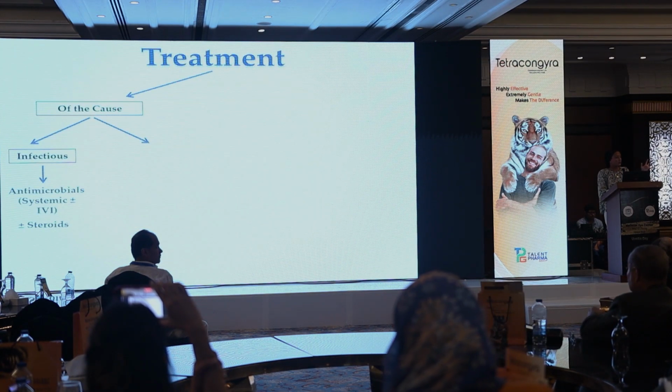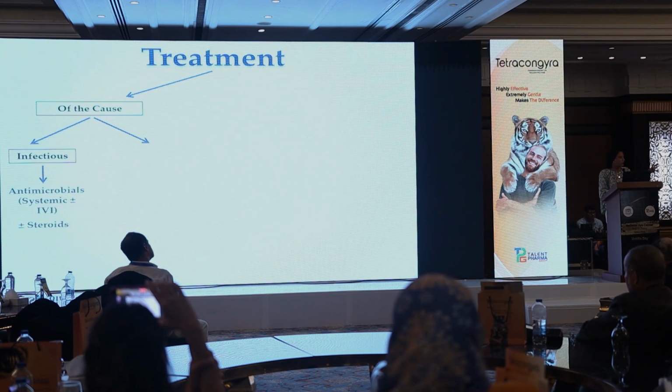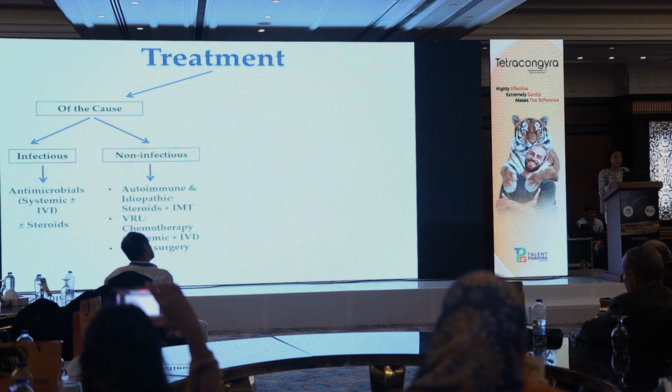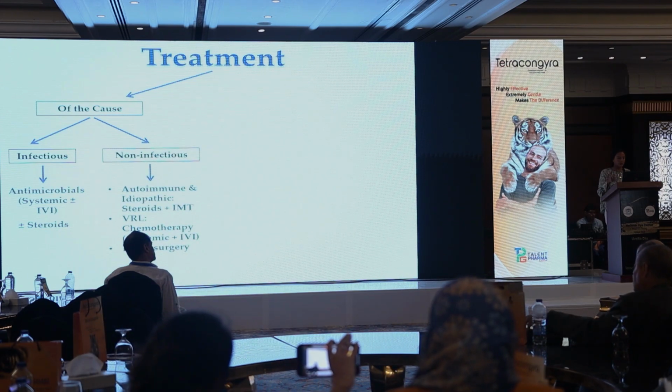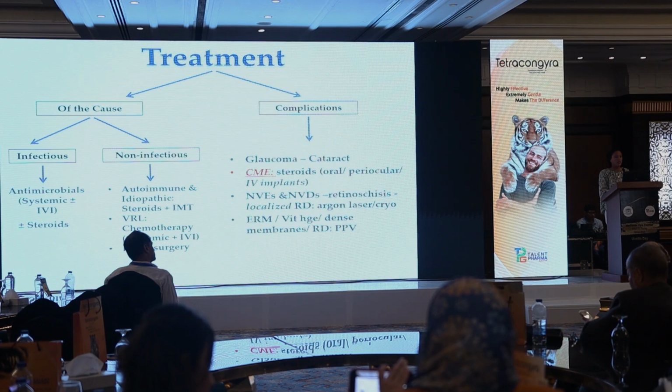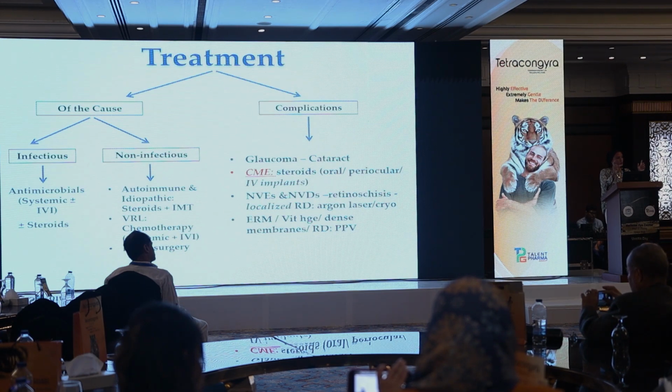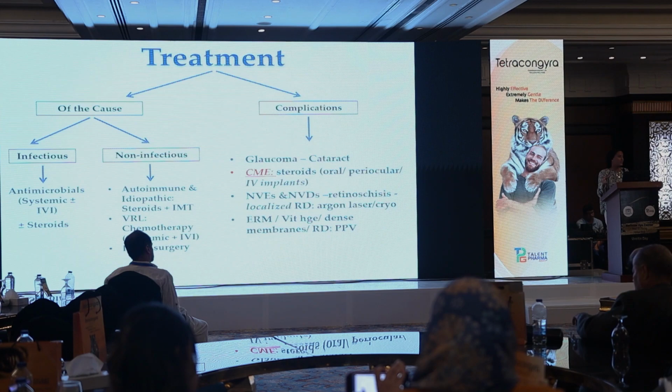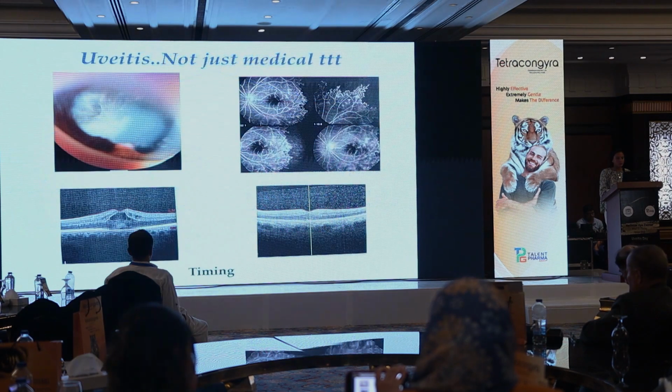So the treatment, of course, is treatment of the cause if infectious. Bear in mind that sometimes we use systemic steroids under the cover of antimicrobials. For non-infectious, I think Dr. Muhammad will cover this: the steroid and immunomodulatory therapy, chemotherapy, or surgery. And beware that intermediate uveitis usually requires some sort of surgical treatment in addition. For example, for cystoid macular edema, intravitreal injections of something like Ozurdex. For NVEs and NVDs, if not inflammatory and ischemic, we can augment with laser, and the ERMs need vitrectomy.